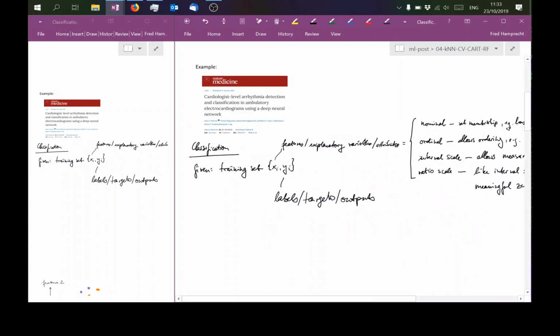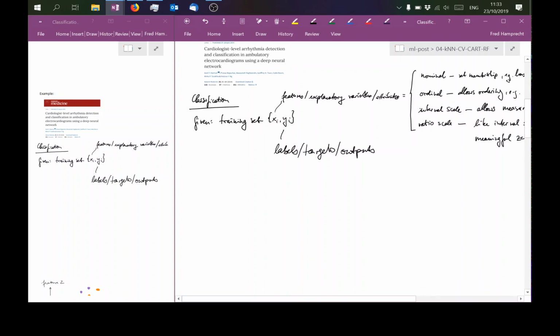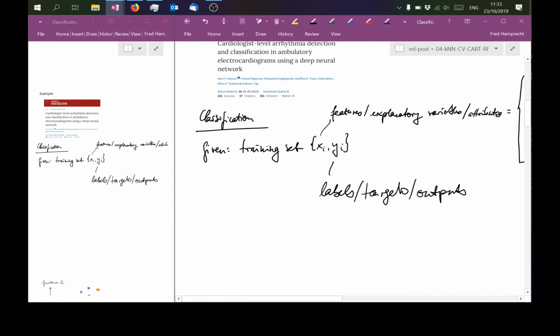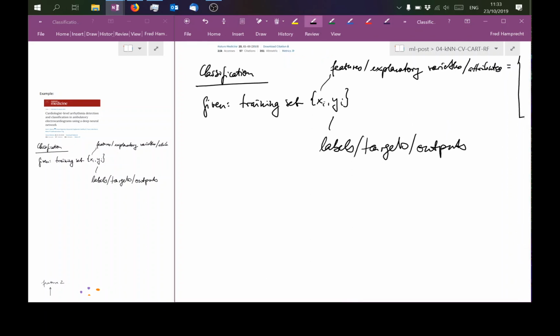So in this ECG example I gave you, the X in the training set would be electrocardiogram traces a few seconds long, and the Y's would be one hot indicator vectors telling you out of 12 possible conditions which condition was associated with that particular electrocardiogram trace. All right. Now, the first method that I want to introduce for classification is the one nearest neighbor classifier.